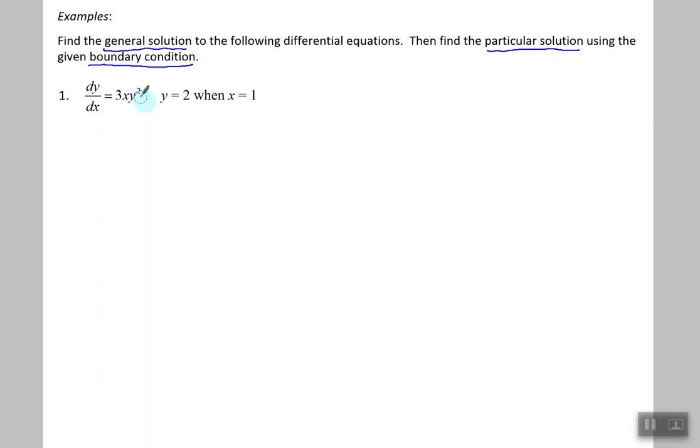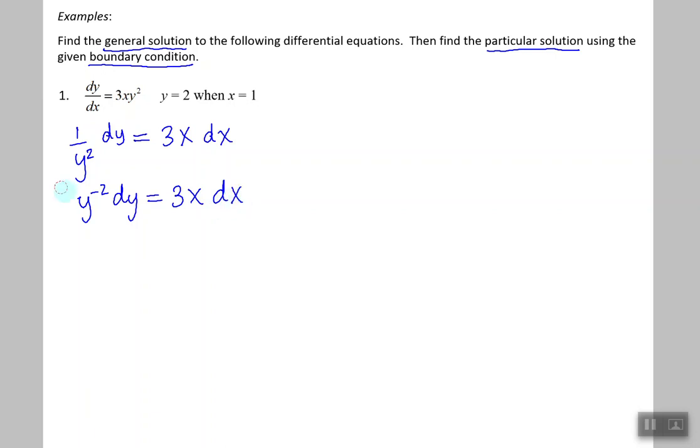I'm going to start by separating it so the y is on the dy side and move the dx over to the other side. I'm going to divide both sides by y squared, or rather multiply by the reciprocal, 1 over y squared, times dy, and then I'm going to multiply by dx, so 3x times dx. Now I have a function of y times dy and a function of x times dx. Now I'm ready to integrate, although I'd rather bring this up to have the negative exponent. y to the negative 2 dy equals 3x dx.